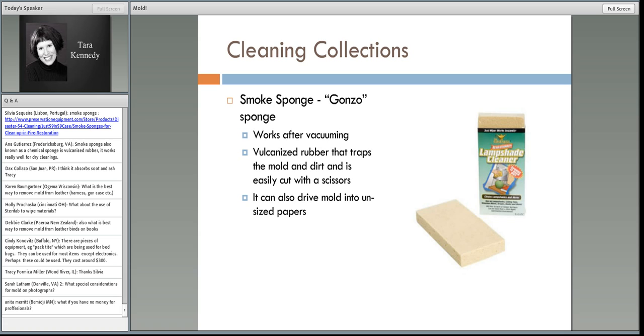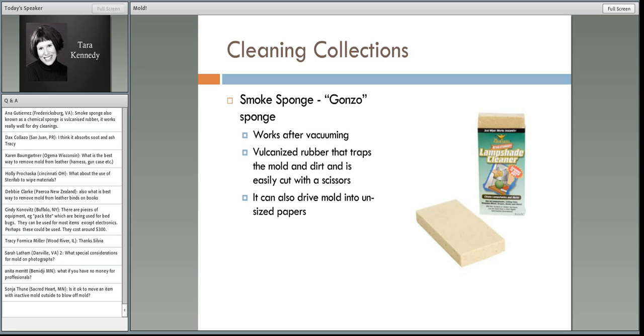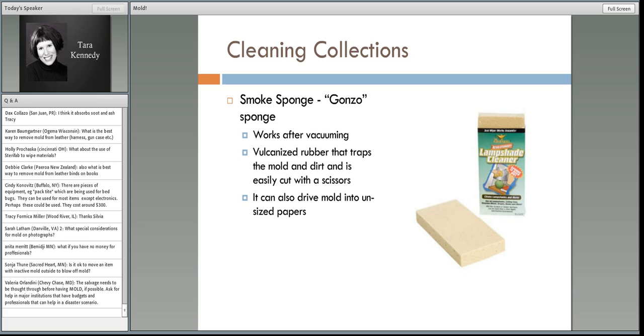What the smoke sponge is, ultimately, is vulcanized rubber, and it traps mold and dirt. It's a really great thing because you can cut it in different shapes, so you can have it really tiny if you need to clean a tiny area, or you can use it in any variety of sizes. If it's something that's really porous, you want to make sure that you don't drive the mold into the paper by using this. So you want to use a light touch when you're cleaning. It's not something you use to scrub, essentially.